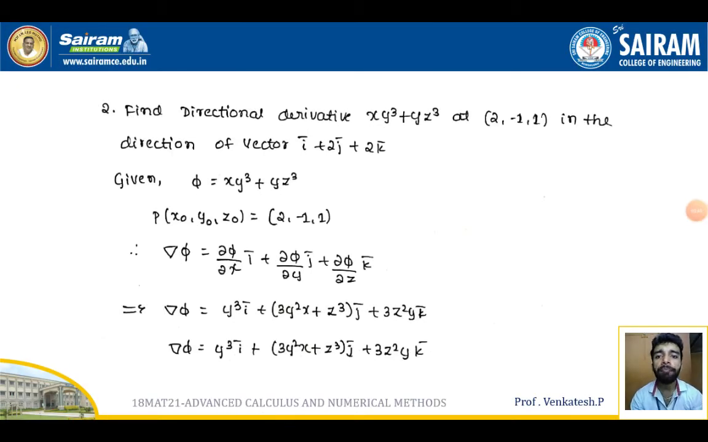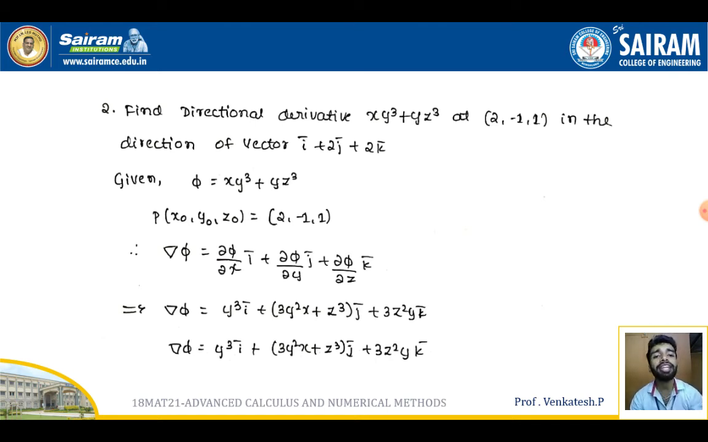One more example: find the directional derivative of xy cube plus yz cube at the point (2, -1, 1) in the direction of i plus 2j plus 2k. So given that phi is equal to xy cube plus yz square, and the point is (2, -1, 1), and the direction vector is given by i plus 2j plus 2k. Now from this I am going to find the directional derivative.